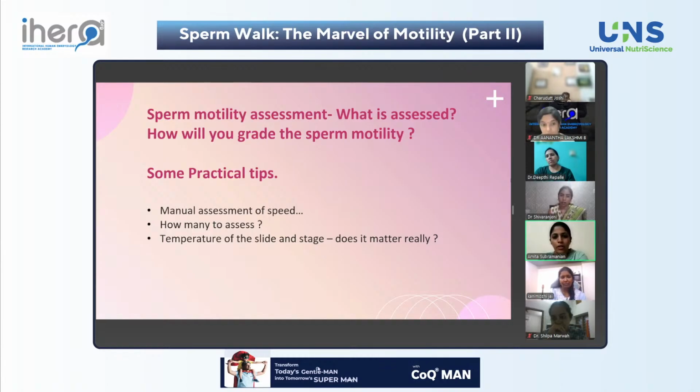So what would be your suggestion for them? So for the new juniors, it is better to use counting chambers actually. So to see one sperm and then moving, and then click it as rapid one. So A, B, C, D, 1, 2, 3, 4 like that.